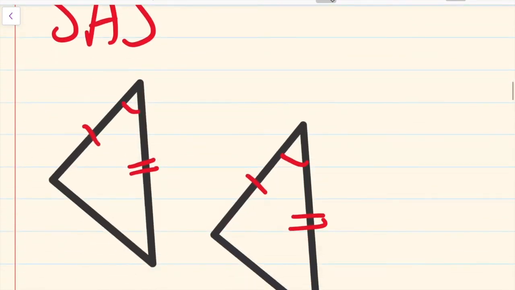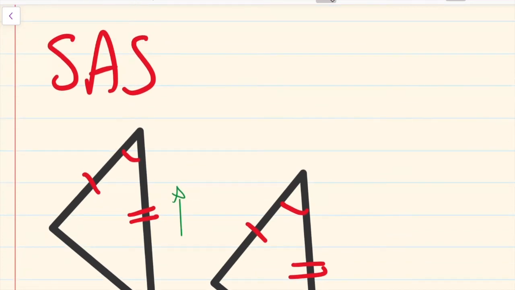Let's go with SAS. In this case, everything is so bunched up together, which is perfect. I'm not skipping anything if I go this way. The SAS stands for side, angle, side. So we know the side is equal, the angle is equal, and the side is equal.